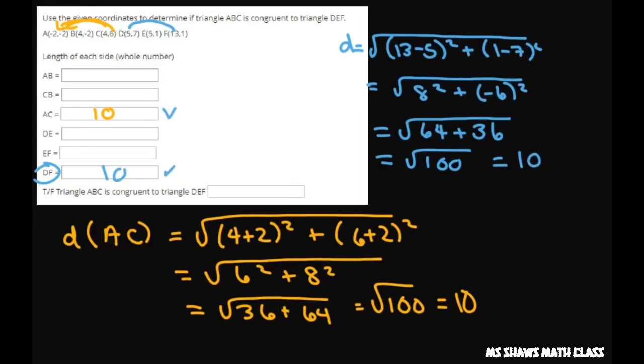Since all three sides are equal, this is true. Triangle ABC is congruent to triangle DEF.